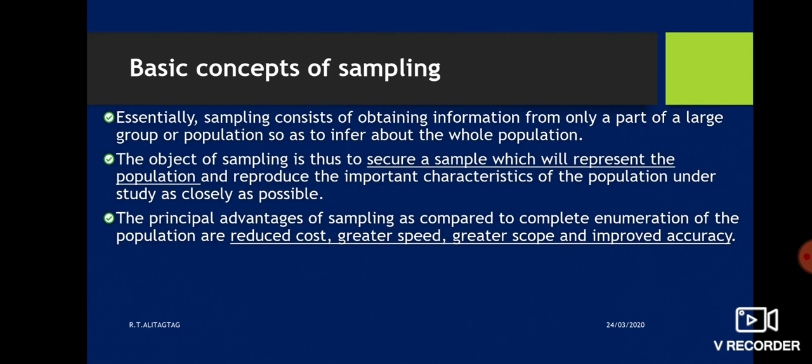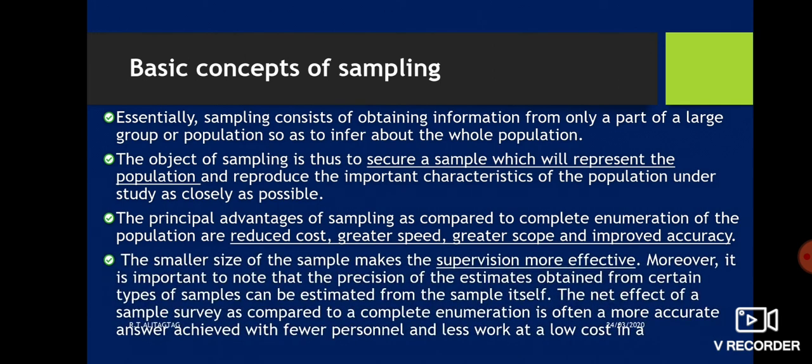Greater scope, greater generalization, and improved accuracy. Why improved accuracy? It's because most researchers tend to get lazy and feel fatigue by analyzing too many questionnaires. So to cut the workload, we just have to analyze sample data.